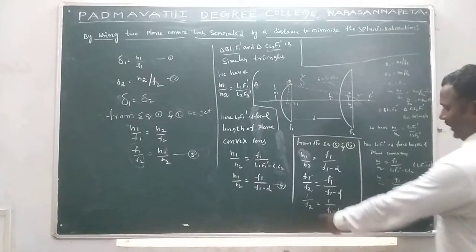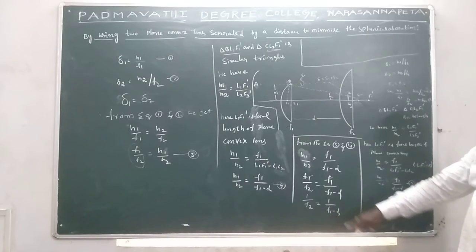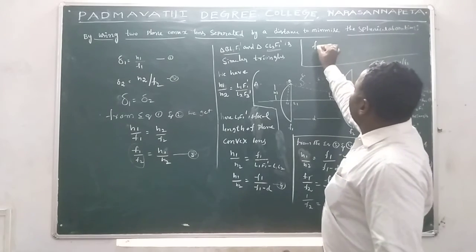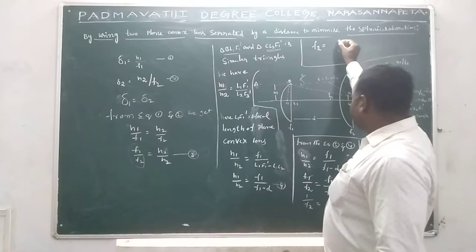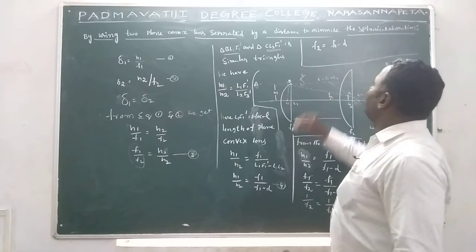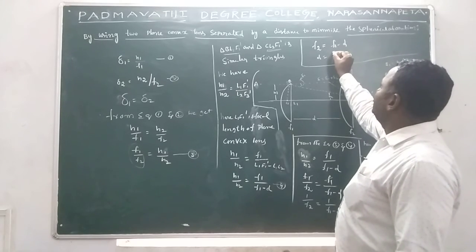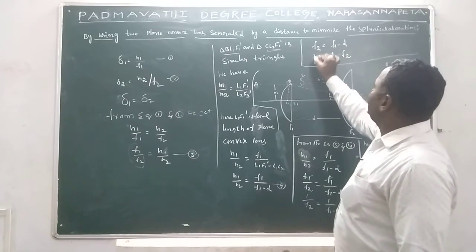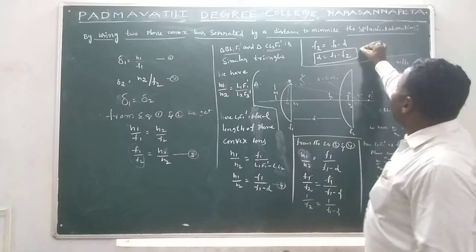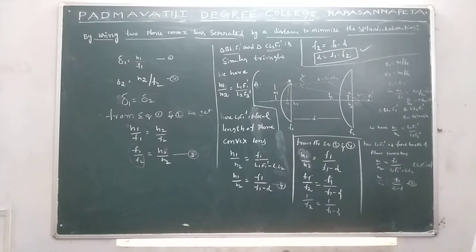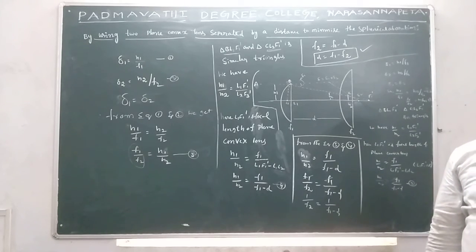Now cross multiplying, what do we get? F2 is equal to F1 minus d, or d is equal to F1 minus F2. This is the condition for the plano convex lenses separated by a distance to minimize spherical aberration. Here d is the distance between the two plano convex lenses. The condition is d is equal to F1 minus F2.